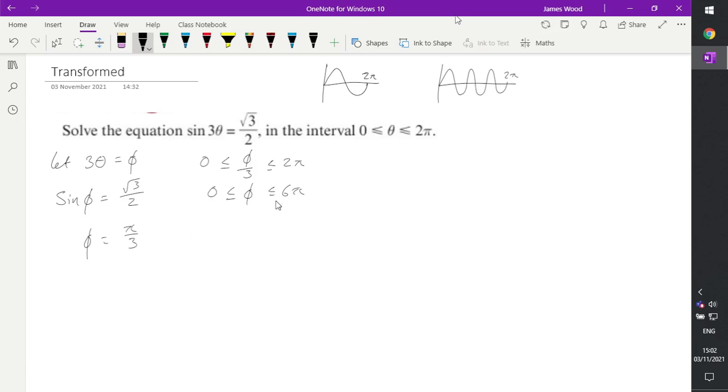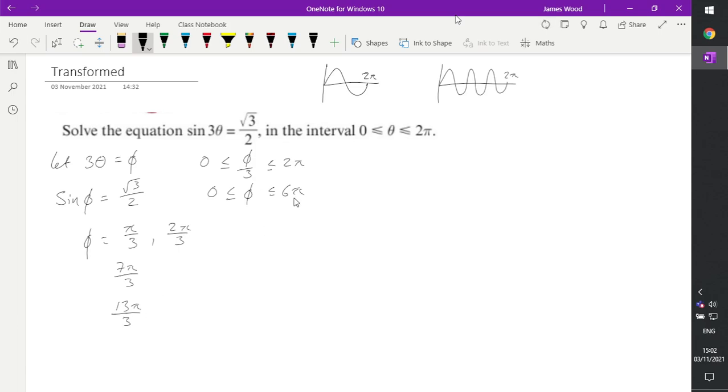Now I need to go up to 6 pi. So that's my first one. I'm going to do pi minus my answer. Let's find the next one, which is 2 pi over 3. And I'm going to take both of these and I'm just going to add 2 pi onto each of them. So pi over 3 plus 2 pi is 7 pi over 3. And then do it again. That'd be 13 pi over 3.